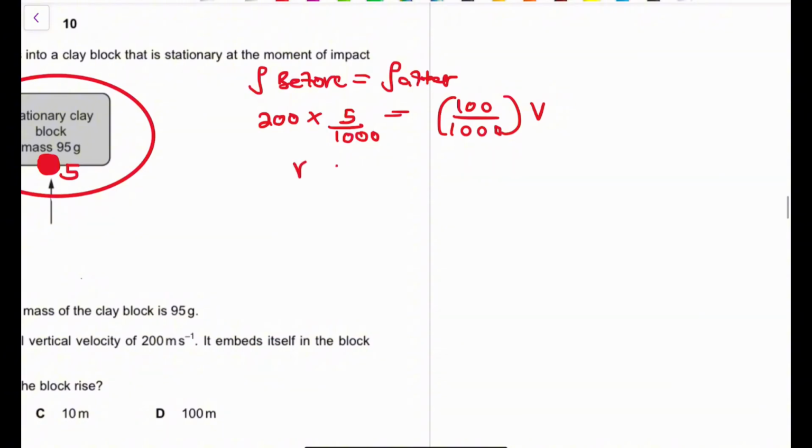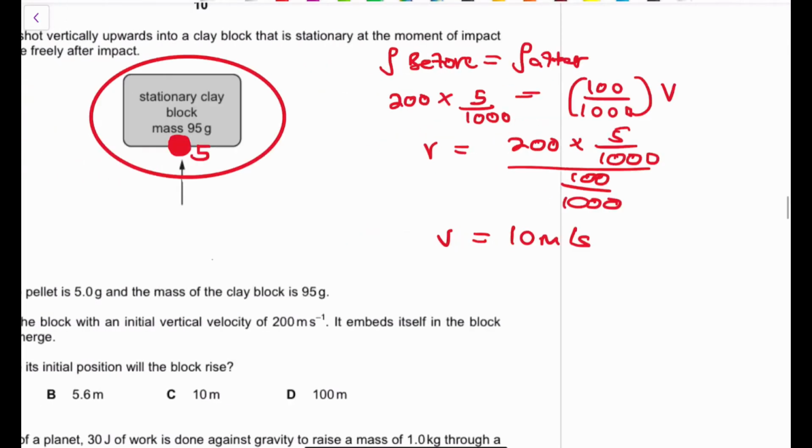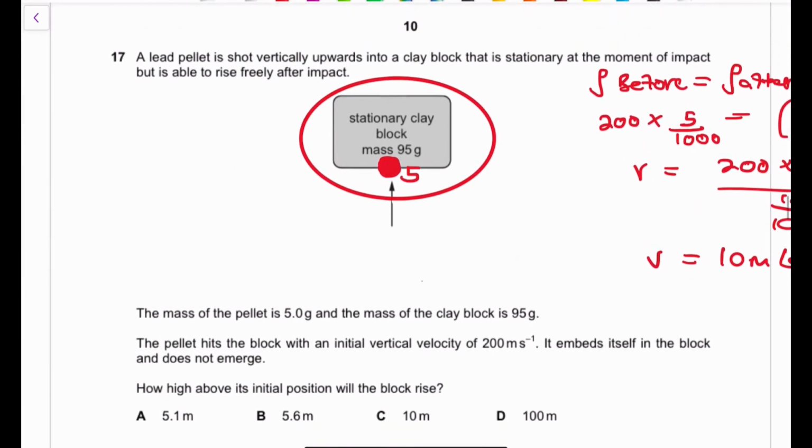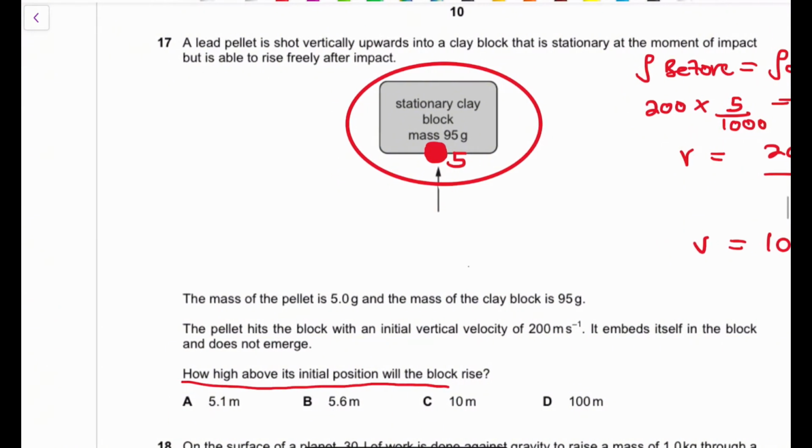You're going to get a value of V, which is equivalent to 200 times 5 over 1,000 divided by 100 over 1,000. That's going to give you a value of V of 10 meters per second. So they're going to move at V equals 10 meters per second. And we just want to find how high above its initial position the block will rise.